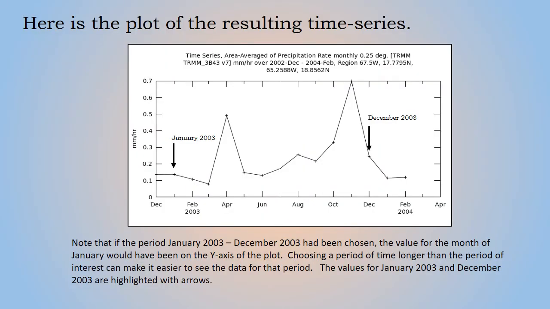Here is the plot of the resulting time series. Note that if the period January 2003 to December 2003 had been chosen, the value for the month of January would have been on the y-axis of the plot. Choosing a period of time longer than the period of interest can make it easier to see the data for that period. The values of January 2003 and December 2003 are highlighted with arrows. It is now possible to compare this data for a normal year to the record-breaking rainfall from Hurricane Maria.